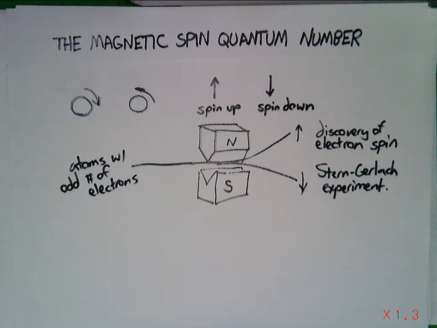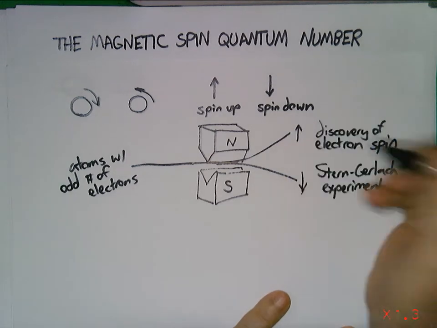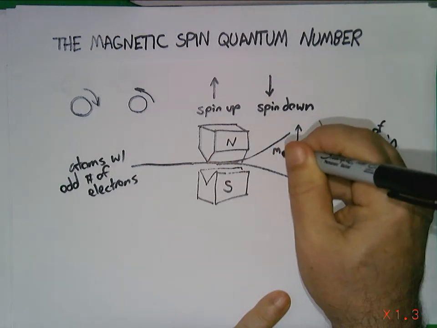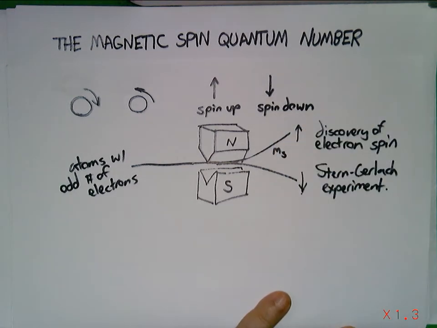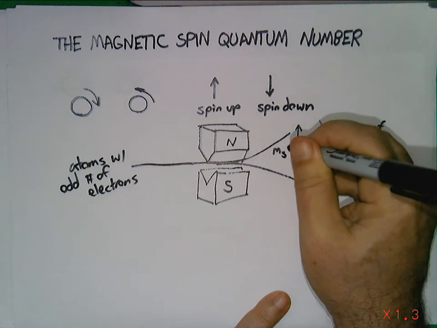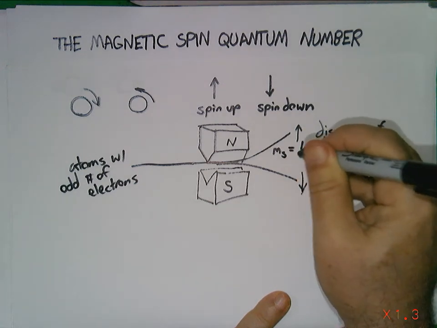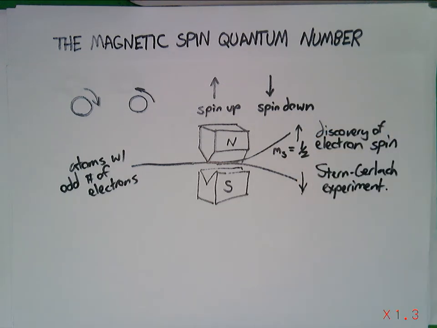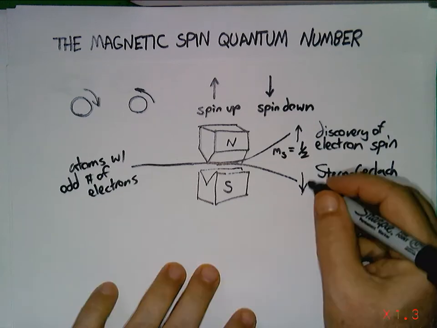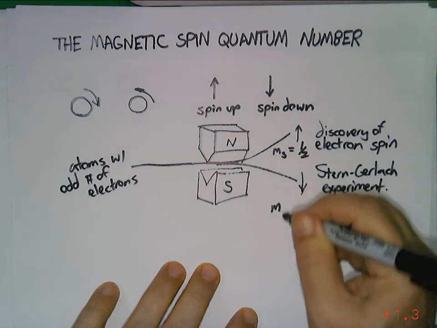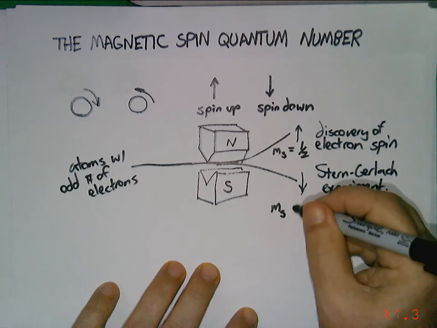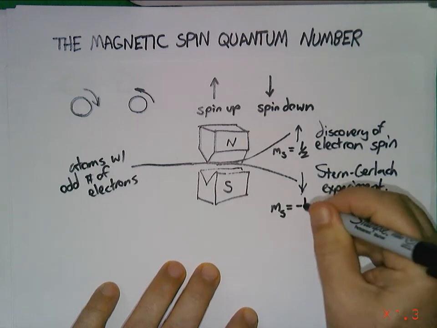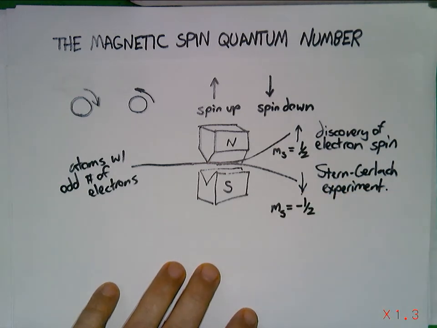So you can have spin-up electrons or spin-down electrons. Now there's a quantum number that goes with that. If you do the spin-up, they have a quantum number called m sub s. And its value is 1/2. So unlike all the other quantum numbers, this quantum number can be a fraction. And if you have spin down, that has a value of -1/2.